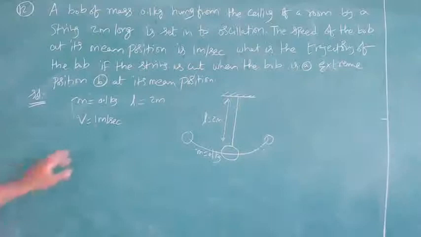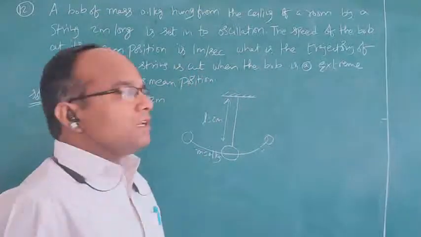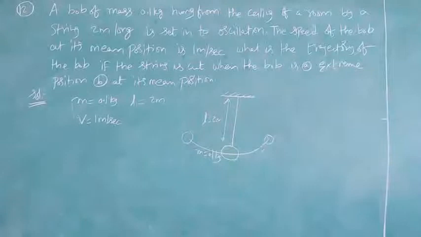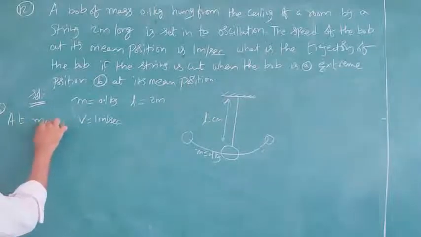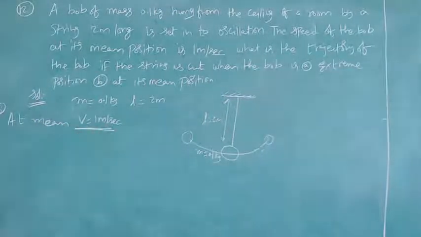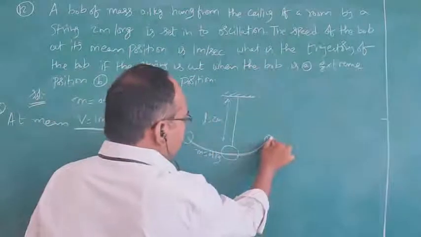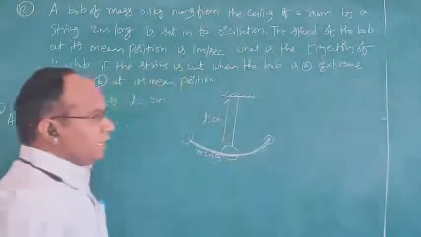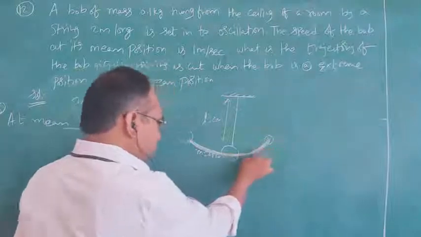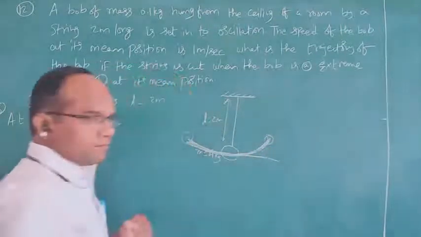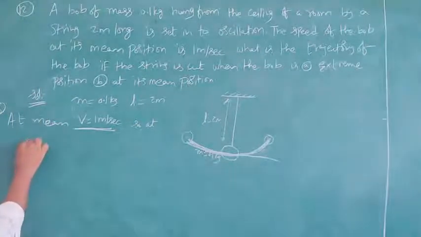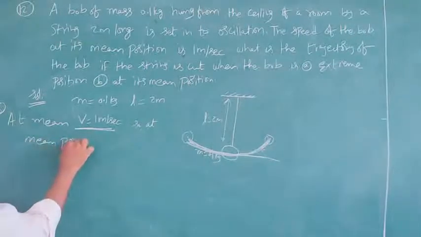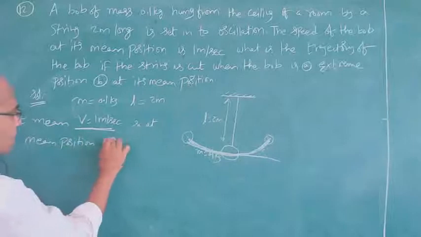Now for the second bit, at its mean position, what happens? At the mean position, its speed is 1 meter per second. So how is it moving? Always it is moving like this, always at the same point. It means nothing but tangential. So at mean position, it is tangential.